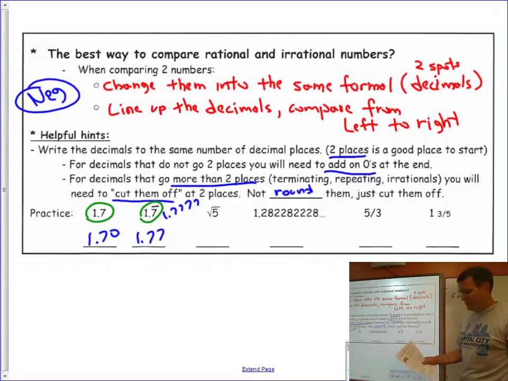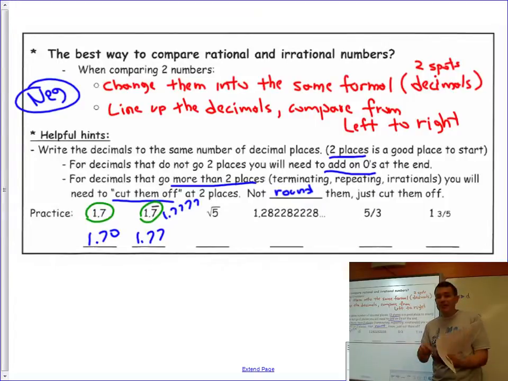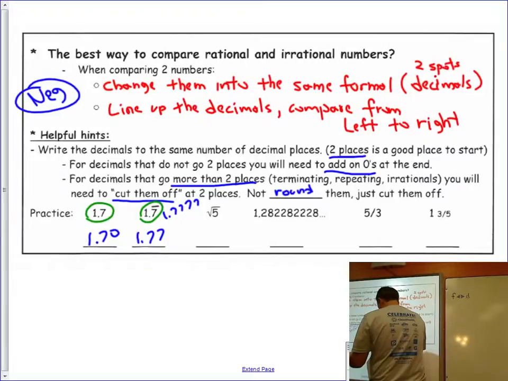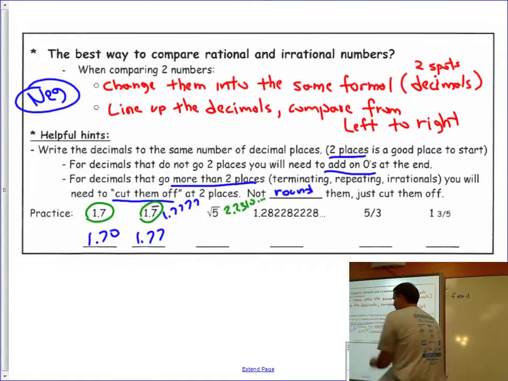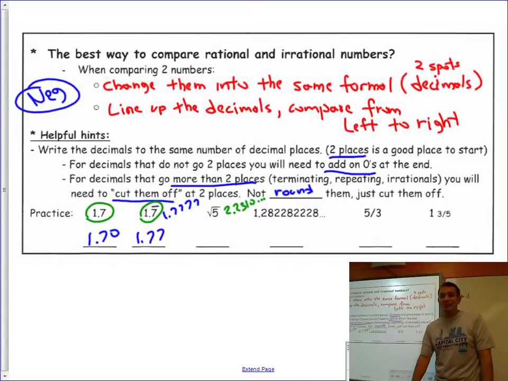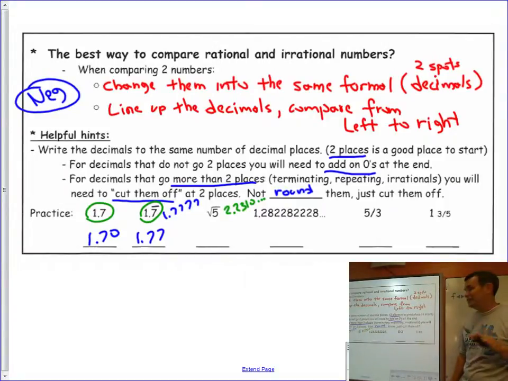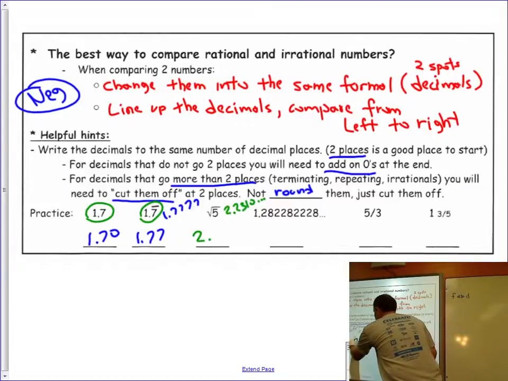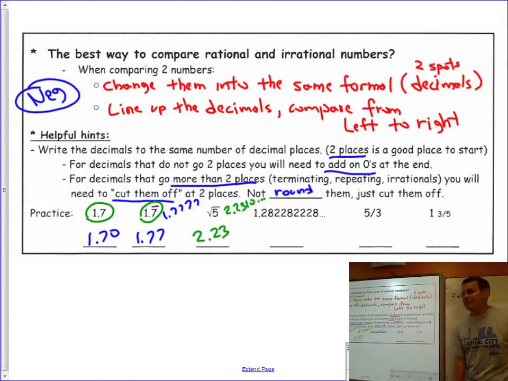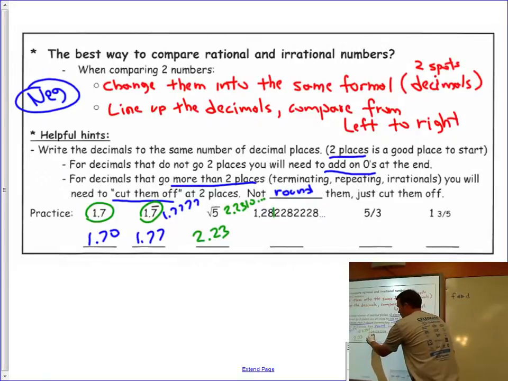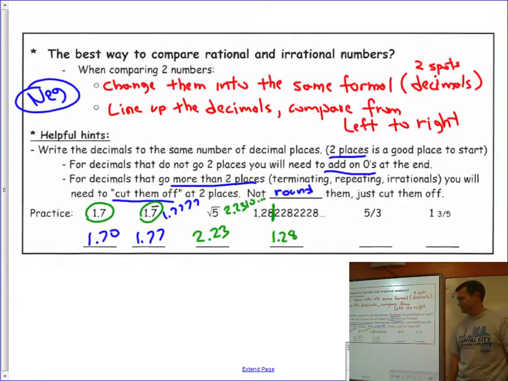All right, the square root of 5. I would need to type that into my calculator. Take the square root of 5. My calculator says it's 2.231, and it keeps going. It's an irrational number. So I'm just going to cut it off at 2 decimal places. That would be 2.23. The next number I have is also irrational. I'm just going to cut it off at 2 decimal places, and it would be 1.28.